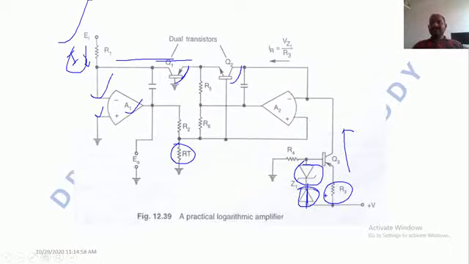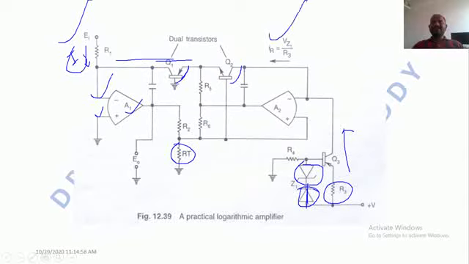The same voltage will appear across the resistor R3. Because of that, the current passing through it is VZ1 by R3. VZ1 is the Zener voltage in the reverse bias. Are we clear? So, the Zener voltage in the reverse bias.